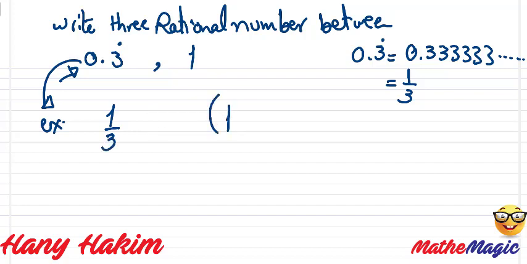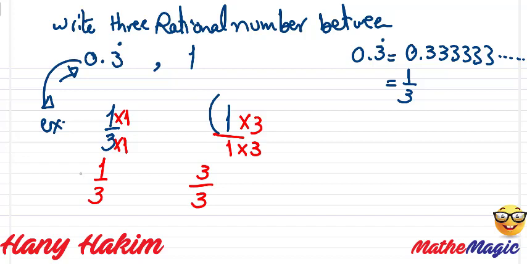First, we have to make the two denominators like each other. So I can put 1 over 1. This is the same number. I'll multiply 3 by the other denominator 1. I'll multiply 1 by 3, which is the other denominator. Do the same for the numerators. So you get 1 over 3 and 3 over 3. But here I'm asking you to write three rational numbers. Here we have the same denominator, but we don't have three numbers between 1 and 3.